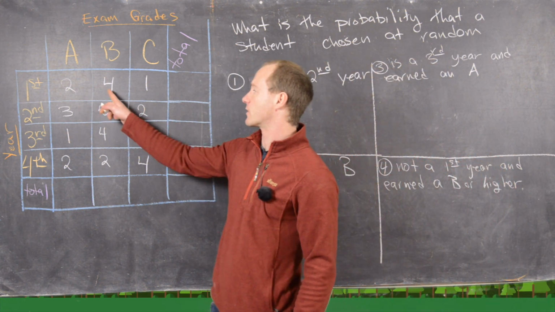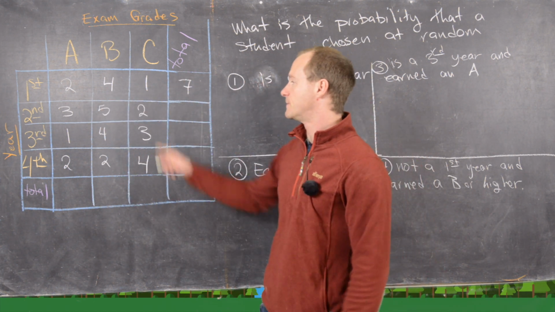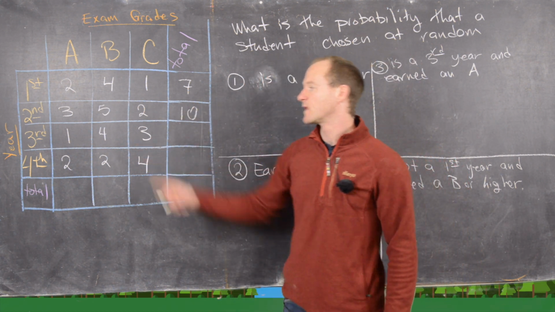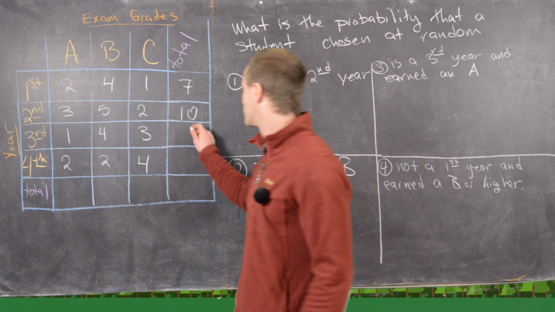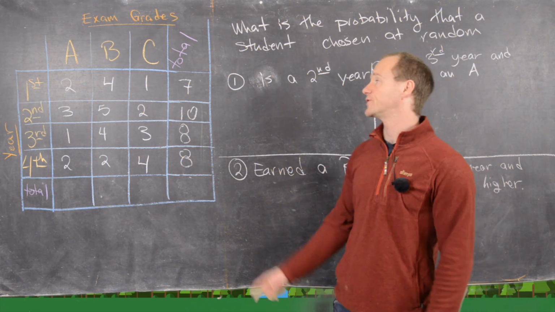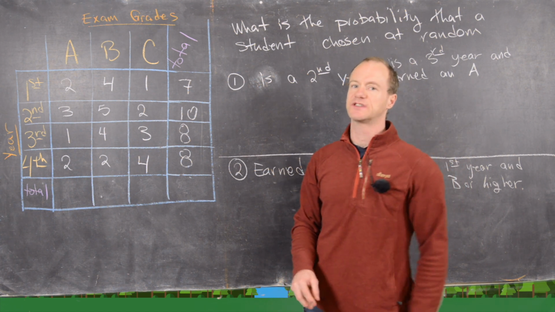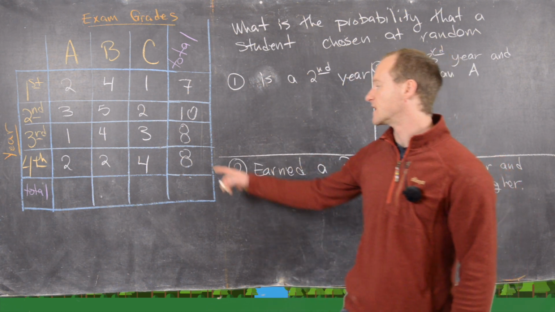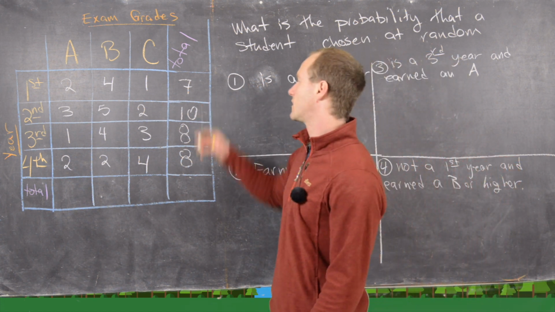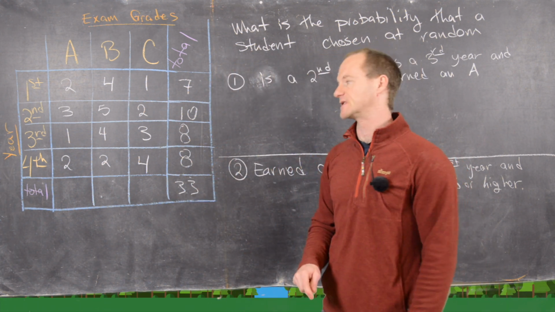So notice the total number of first years in the class is 2 plus 4 plus 1, so that's 7. The total second years is 3 plus 5 plus 2, so that's 10. The total third years are 8, and the total fourth years are also 8. Okay, so notice we can add down this column to find out the total number of students in the class. In other words, the total first, second, third, and fourth years. So 8 plus 8 is 16, plus 10 is 26, plus 7 is going to be 33. So there are 33 total students in the class.